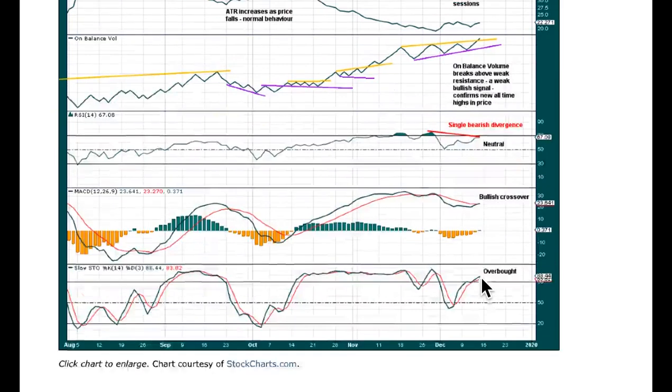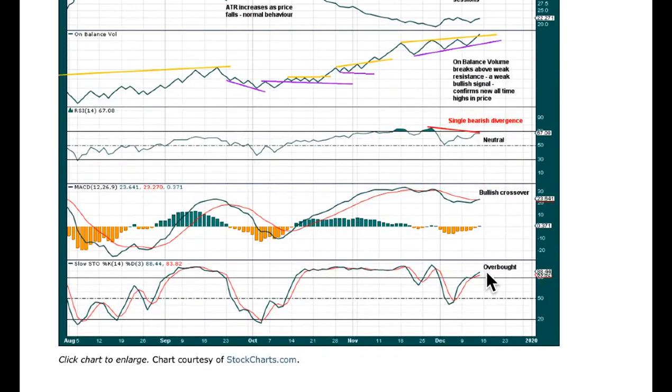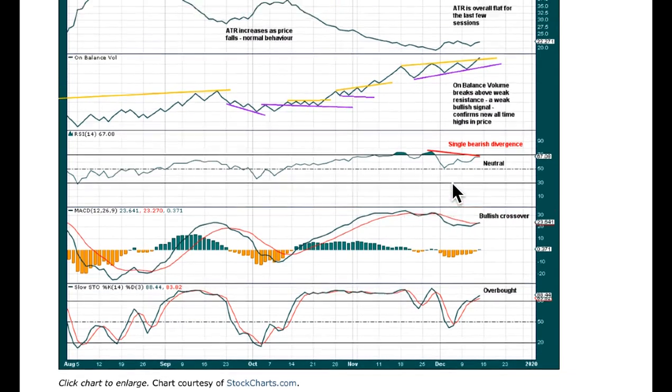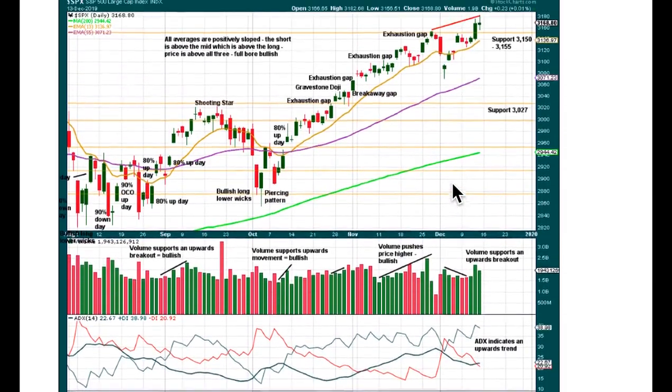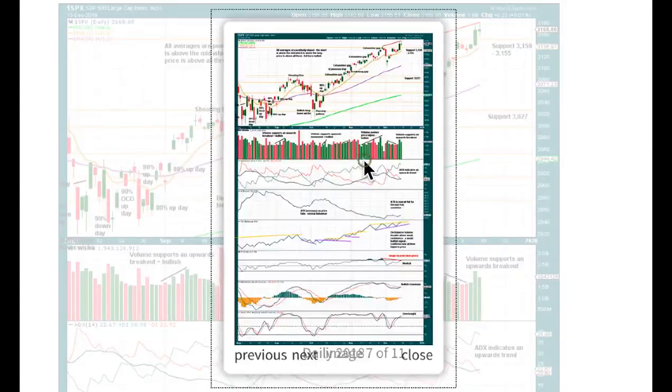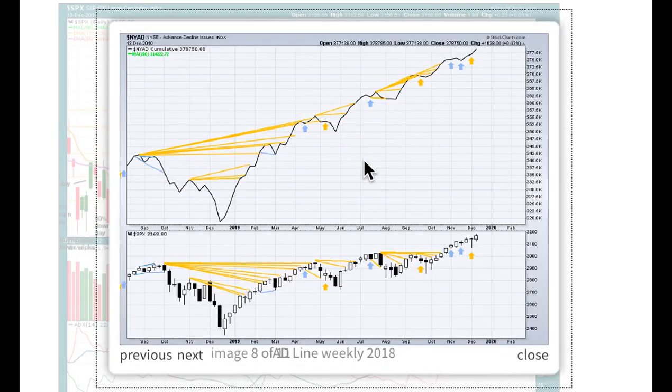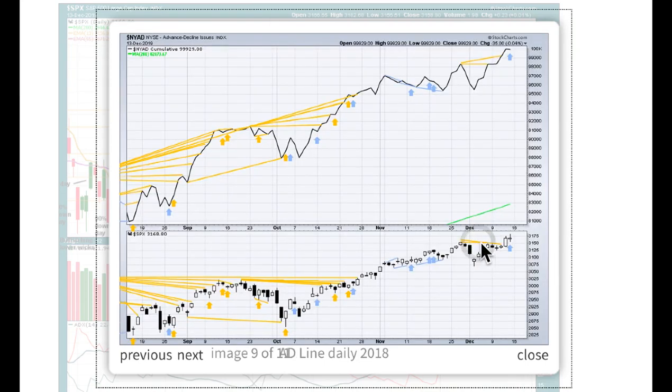MACD exhibits a bullish crossover, and stochastics has reached overbought. When this market has a bull run, stochastics can remain overbought for a long period of time. On its own, this is hopeless as a timing tool in a trending market. It's best used in a consolidating market. The AD line at the weekly chart level also confirms new all-time highs from price, and at the daily chart level there is a little touch of weakness here.